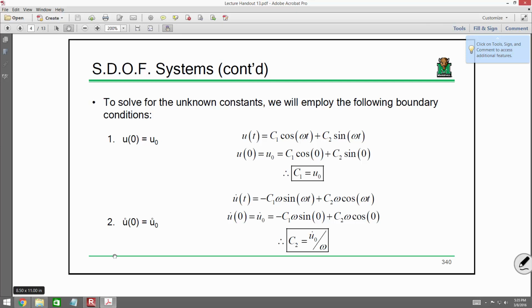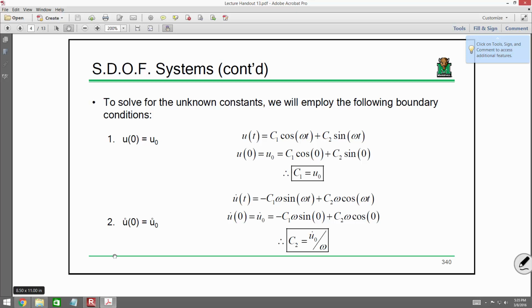Do the second thing for the derivative. I've got to take the derivative of this function. So what's the derivative of the cosine? The negative sine, right? Chain rule tells me I've got to stick an omega out here. Same thing over here. Derivative of the sine, positive cosine. That's where that negative comes in. All right? Plug in u naught, plug and chug, and here's my second constant.